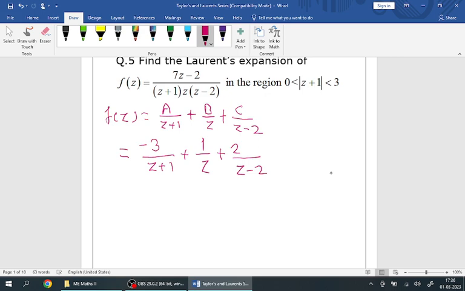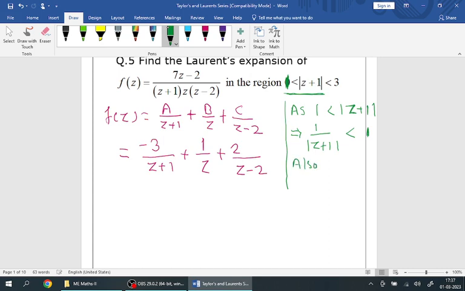Now as you get a, b, c, the next step is to focus on the region. You'll observe there is a correction actually. The correction in this question is this one: 1 less than mod z plus 1 less than 3, then only it can be expanded. So I will take first 1 is less than mod z plus 1. I am taking this first part of the inequality. As 1 is less than mod z plus 1, we can say 1 upon z plus 1 is less than 1. So this is the first r we got, so our r can be 1 upon z plus 1.